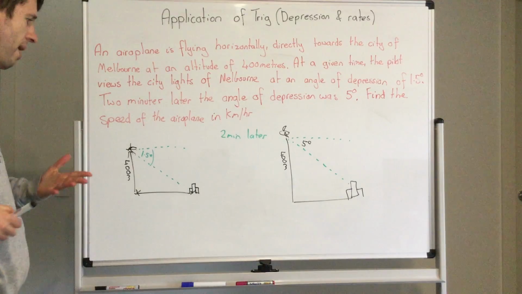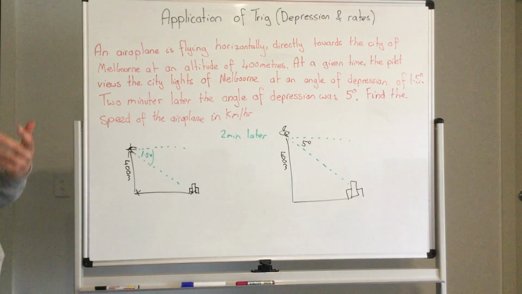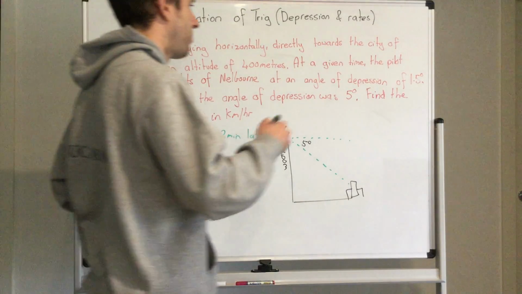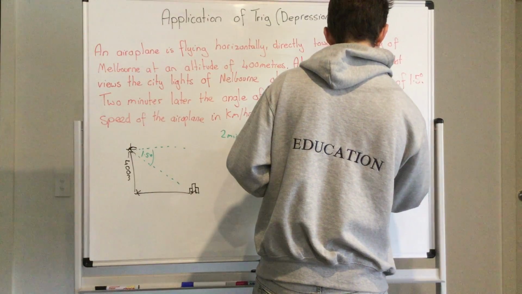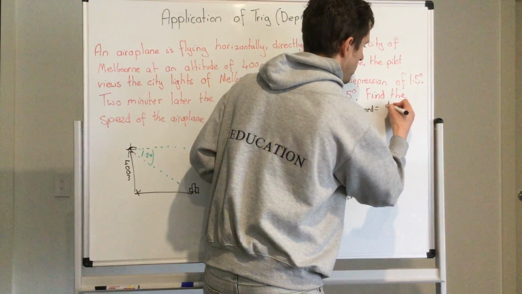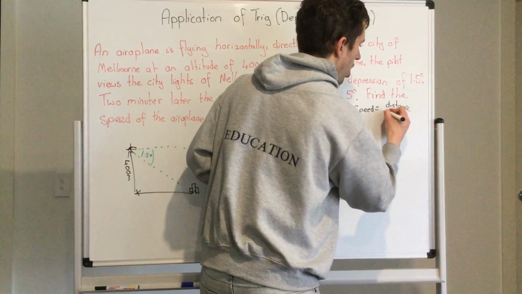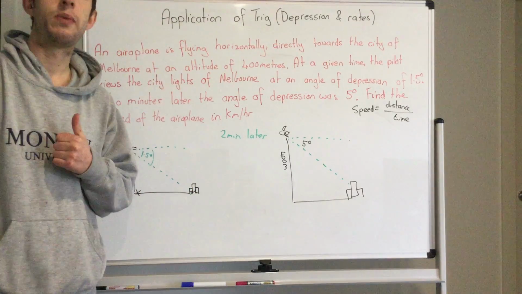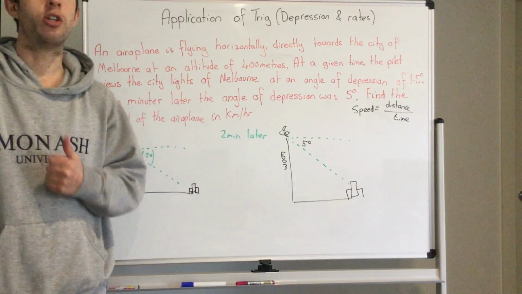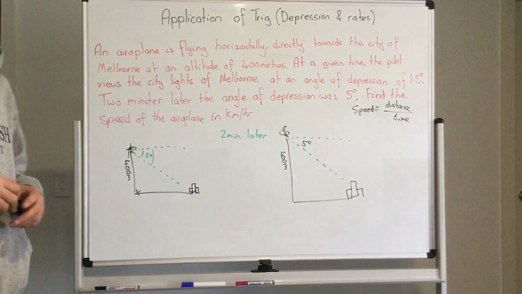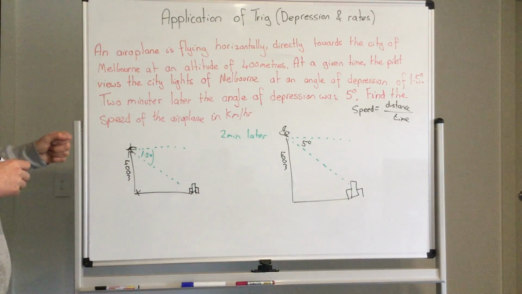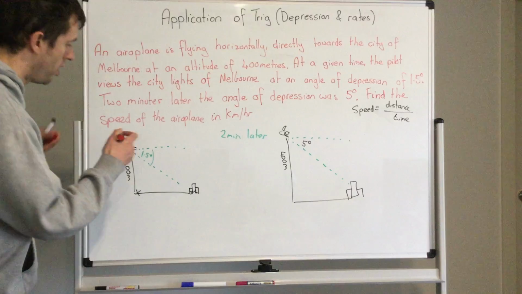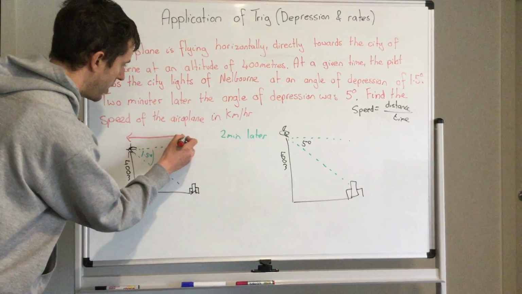So the first thing I'm thinking about is that I need to find the distance that is being travelled, because speed equals distance over time. I don't know what distance has been travelled yet. I know the time, but I don't know distance. So to get that, let's work that out.